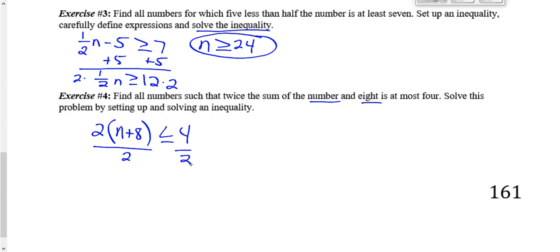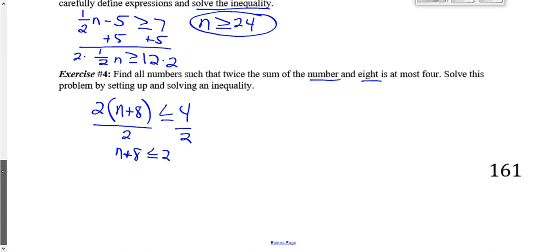So n plus 4 is less than or equal to 2, right? Minus 4. Wait, do we flip the sign? No, because we didn't multiply or divide by a negative. Right. So n is less than or equal to what? Negative 2. We'll make that true.